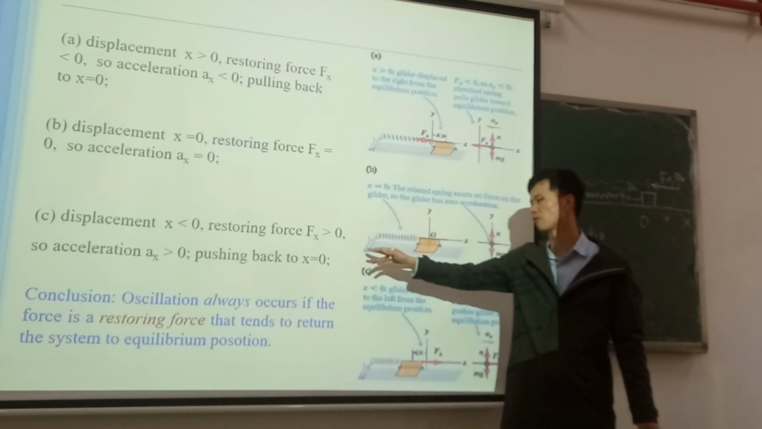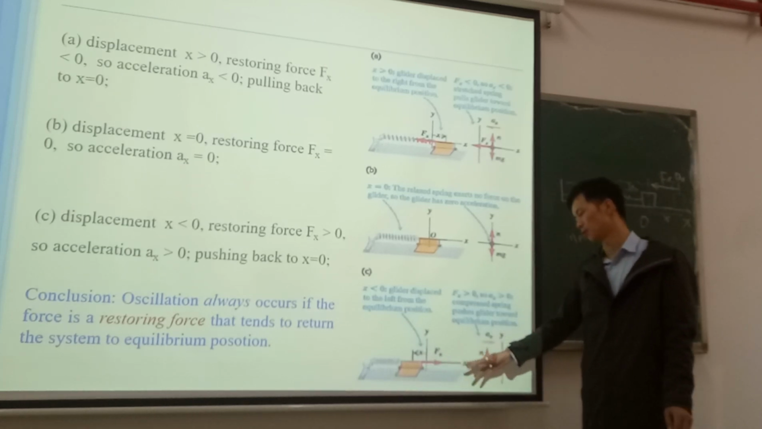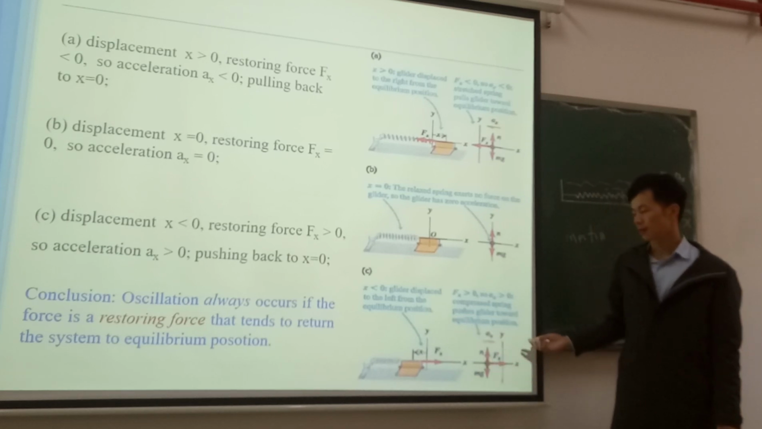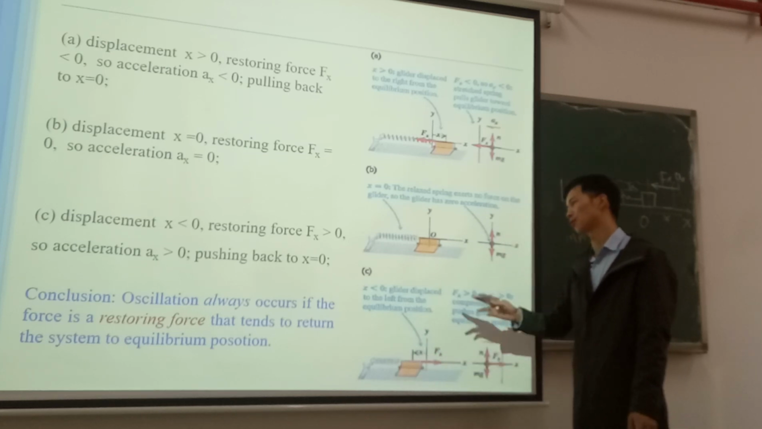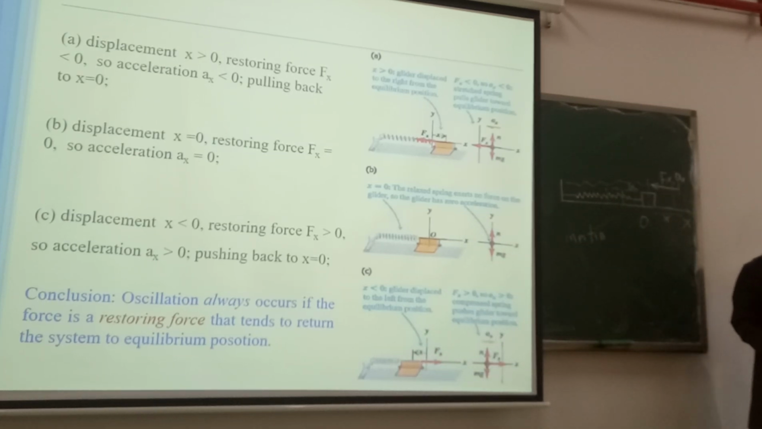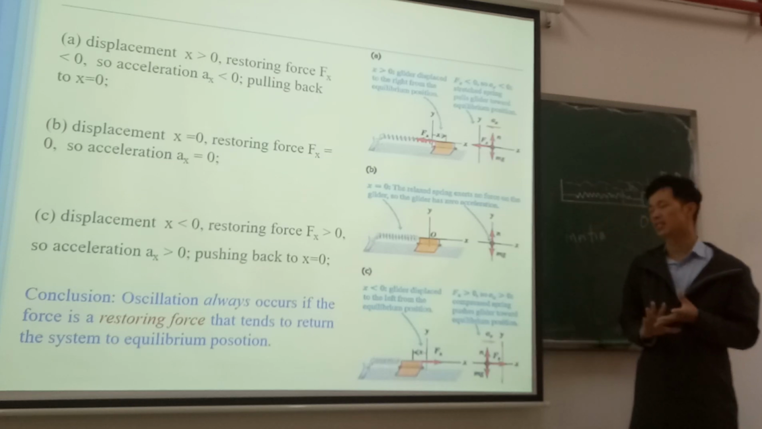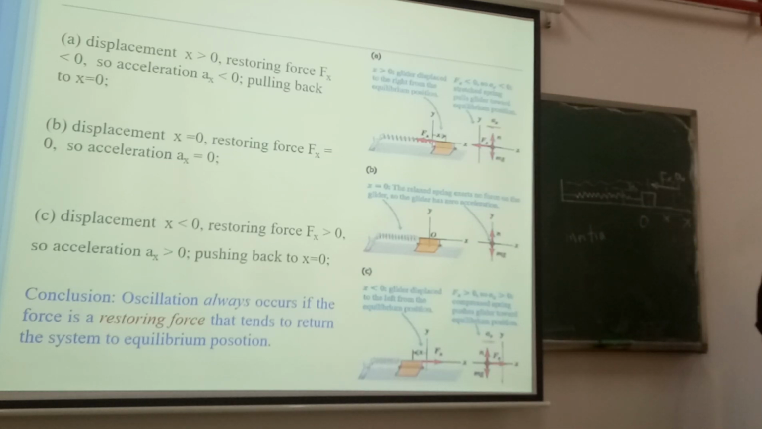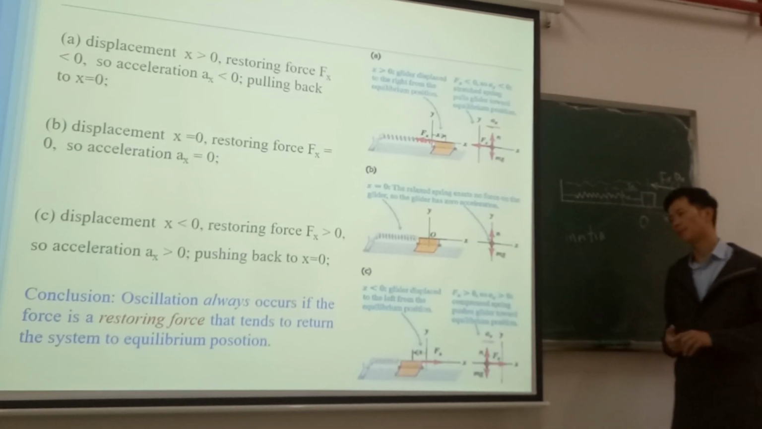Then the restoring force Fx is positive. Fx is positive, so the force is pointing to the right hand. The force pointing to the right hand is pushing the body back to the equilibrium position. So when the body is back to the equilibrium position, the body completes a cycle. So we can say the oscillation always occurs if the force is a restoring force that tends to return the system to equilibrium position.